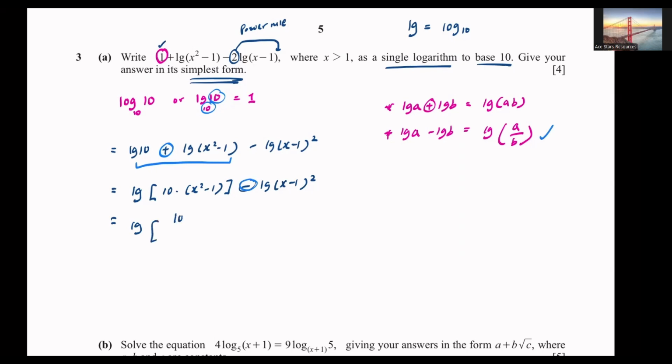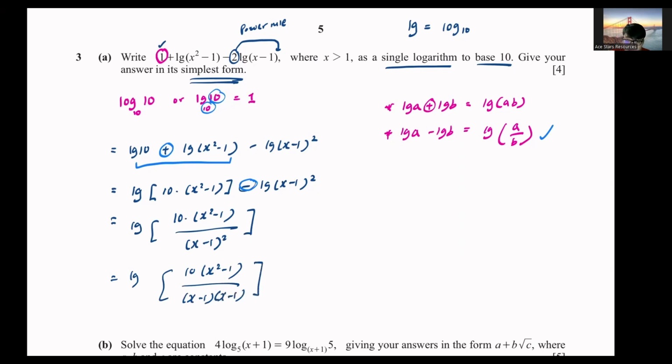So that's going to be divided by x squared minus 1, and x minus 1 squared, close it. So we have 10 x squared minus 1 over x minus 1, x minus 1. Do you think this is the end? I don't think so, because we have x squared minus 1, which fulfills the conditions of a squared minus b squared, so you can simplify it further. Don't lose marks there. Make sure you do the steps.